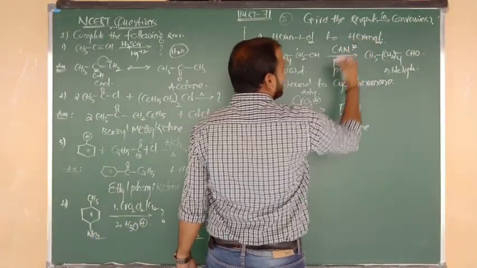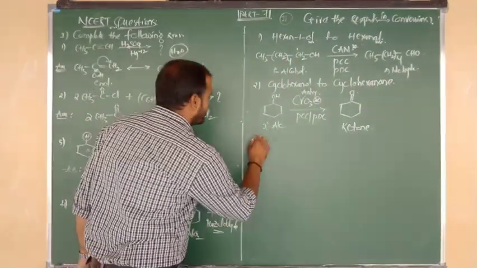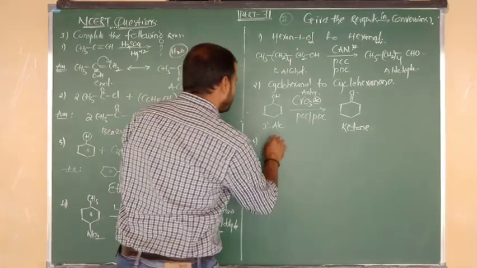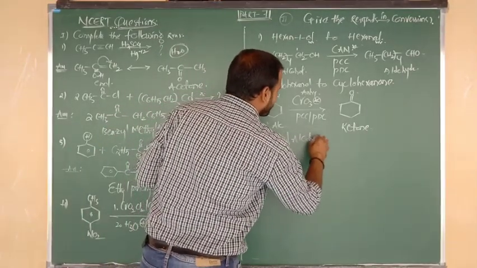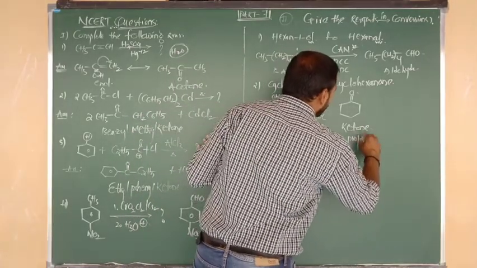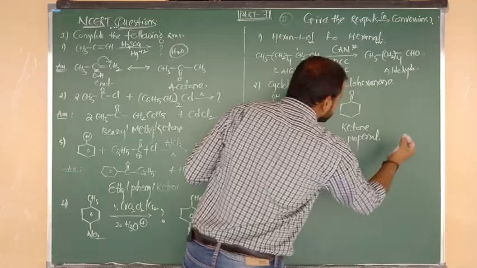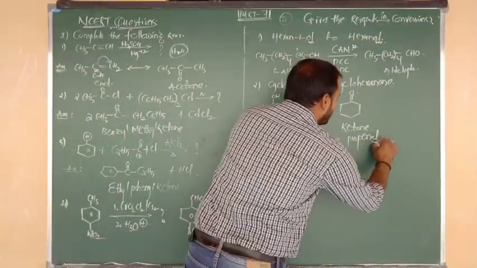Be focus on CAN. It selectively oxidizes primary alcohol to aldehyde. Next question I am going to write that. First, suppose that is nothing but allyl alcohol, and suppose it was converted into propenal. Here AL means you are getting aldehyde.